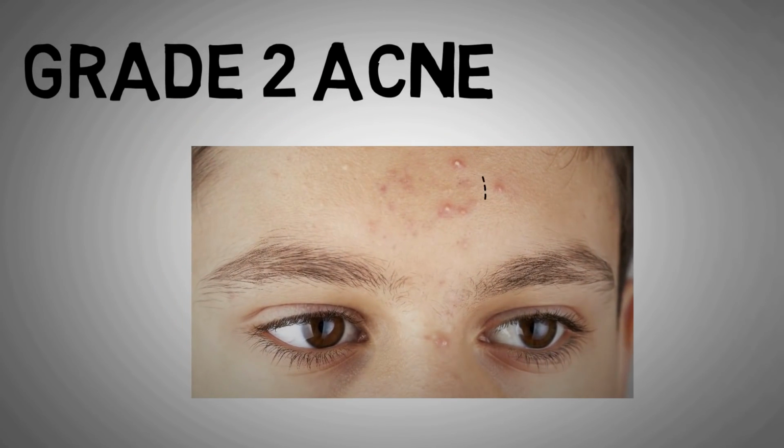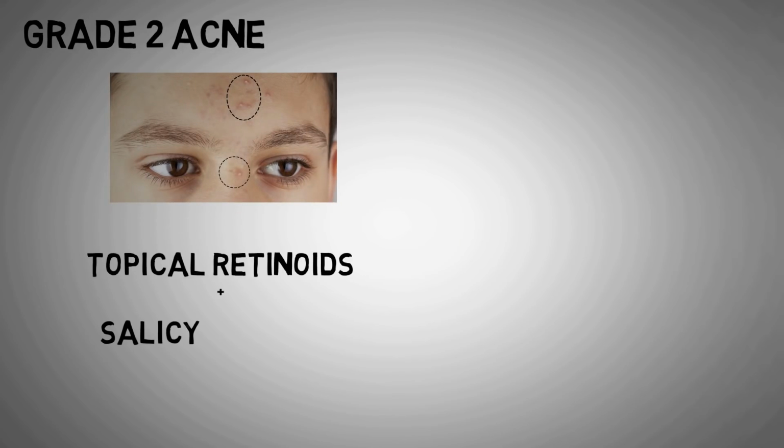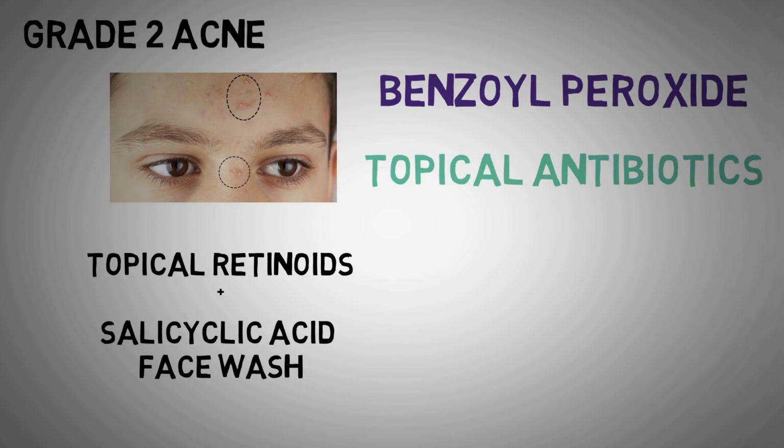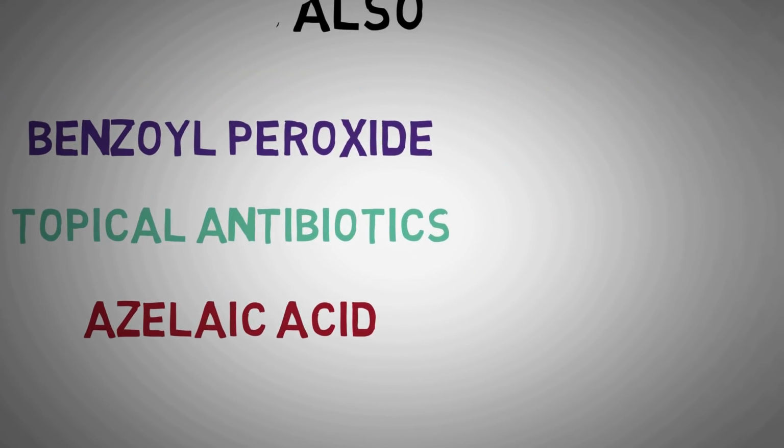Next, we move on to the treatment of grade 2 acne. And if you remember, grade 2 acne is when we start seeing whiteheads along with blackheads. And in this also you can follow the same treatment we used for grade 1 acne. In addition to topical retinoids, there are several topical medications that can be used in grade 2 acne. These include BPO or benzoyl peroxide, topical antibiotics, and azelaic acid. Let's look at them one by one and see which one you should follow.